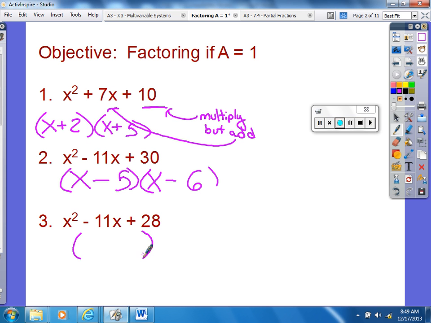What does my youngest person say is the answer? Perfect. Now I have a question. Anybody have x minus 4, x minus 7? Does it matter what order that's in? No. They both have minus signs, so it does not matter. Very good.